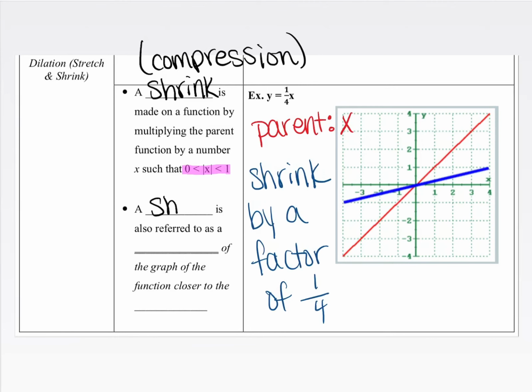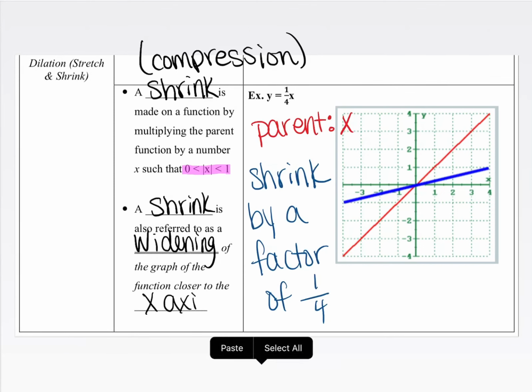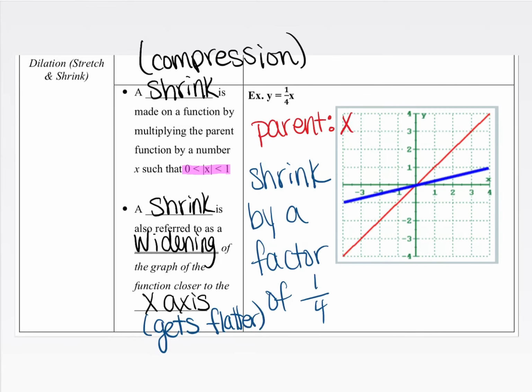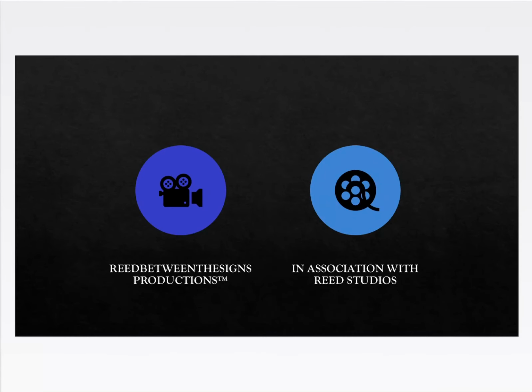A shrink, or compression, is also referred to as a widening of the graph because the function gets closer to the x-axis. Sometimes people think that it gets flatter, because as we can see here, it's getting closer and closer and closer to our x-axis. And those are all the transformations.